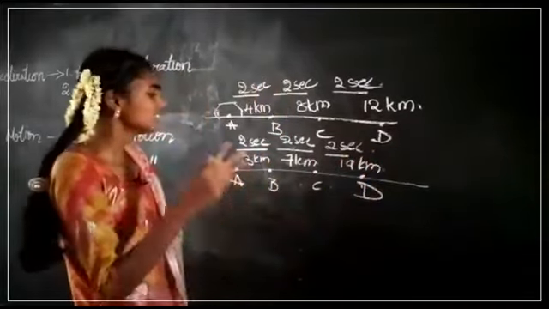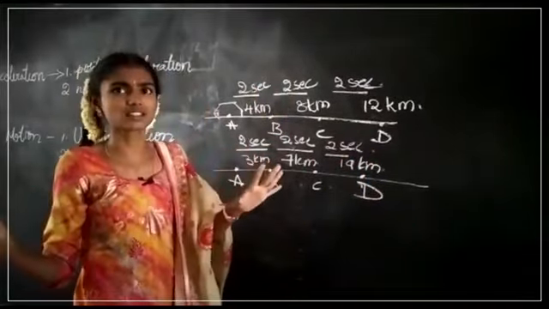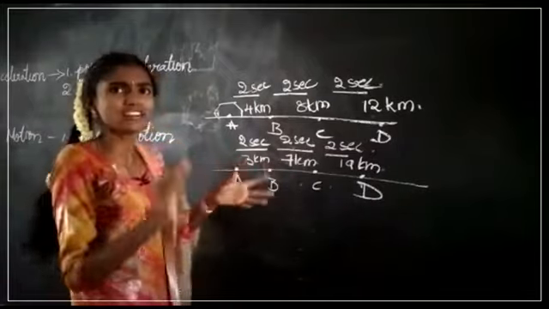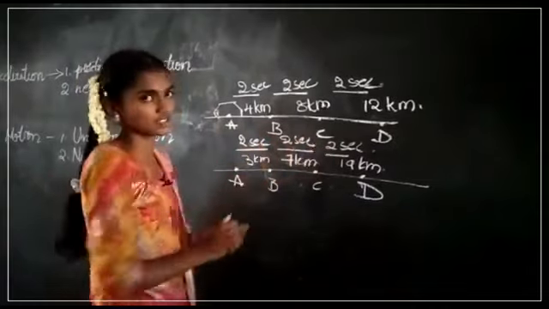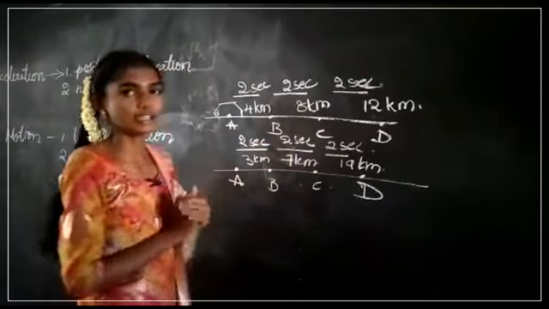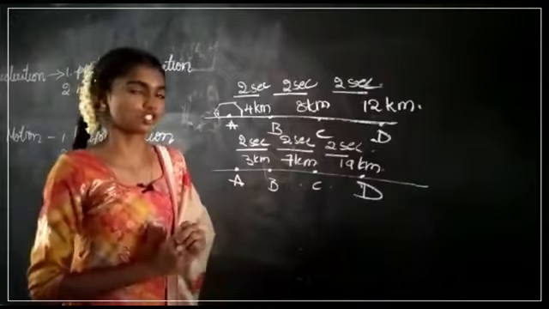So here the car is traveling unequal distances. If you subtract here, it will be unequal, but in equal timings. So the car is in non-uniform motion.